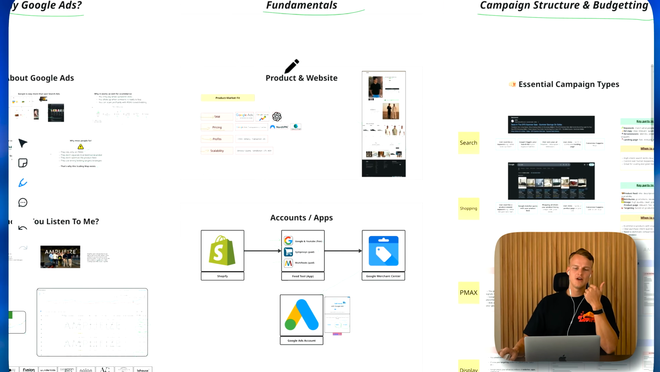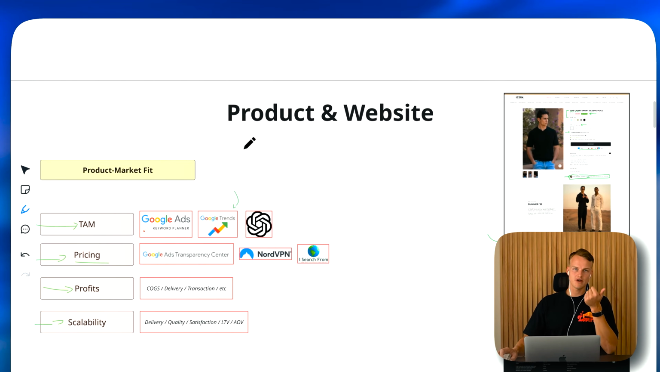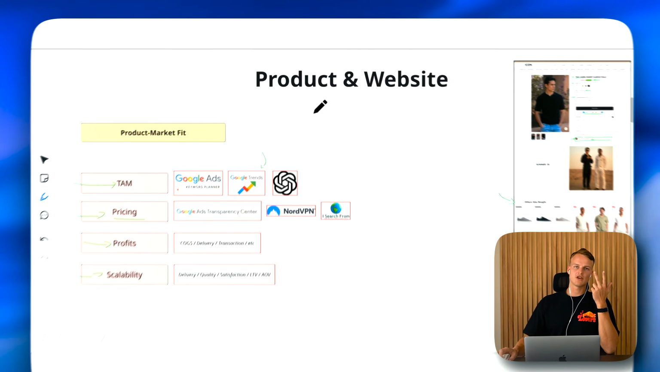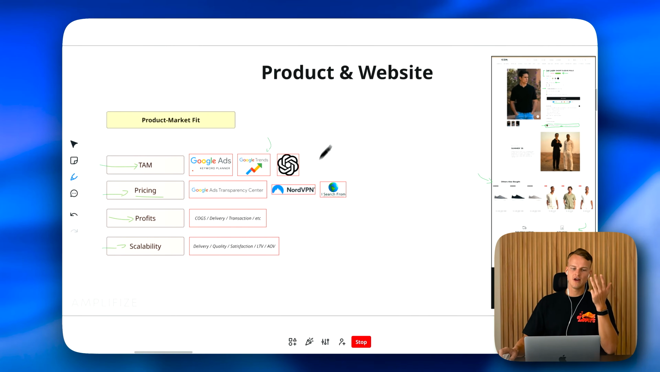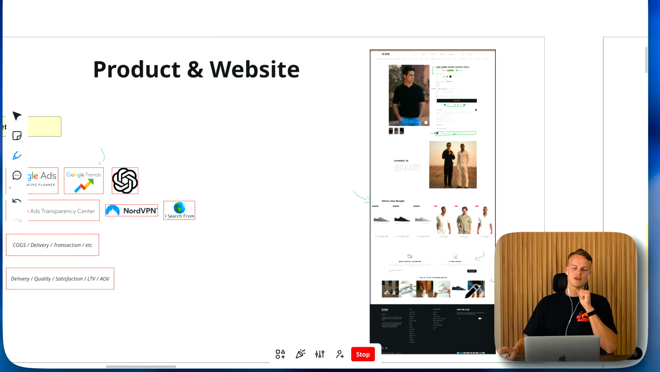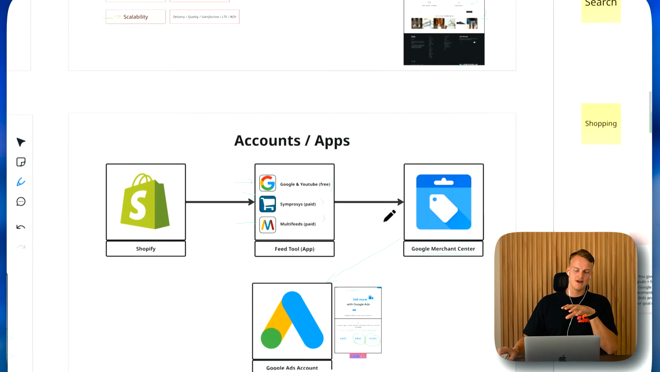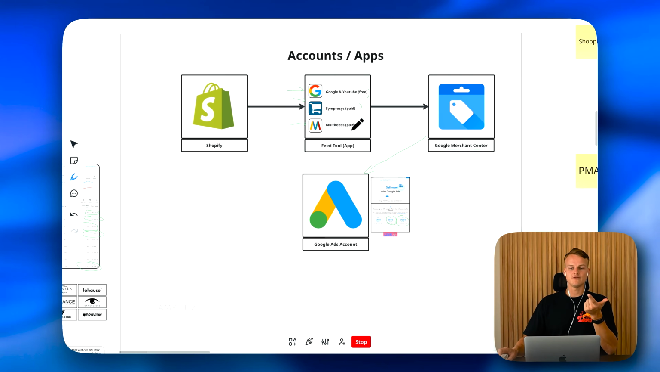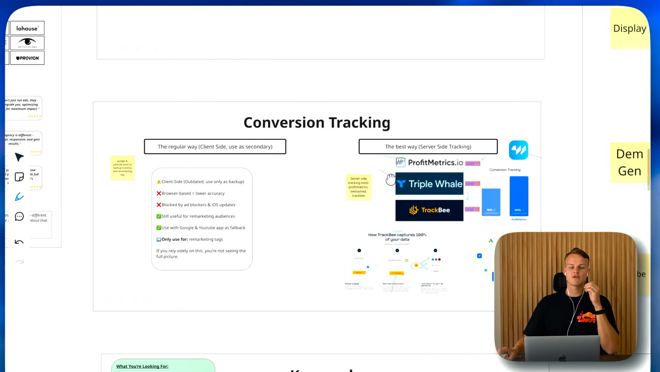So those are pretty much the fundamentals when it comes to your Google Ads account. So make sure you have a good product, a product market fit, upwards trends, good volumes. You make sure that you are making a profit on every order, you're priced right, and you're scalable. So make sure that your customers are actually happy with the things that you ship to them. And then make sure your website is on point as well with all the topics that I mentioned. We also want to use certain accounts. So we need Shopify, we need a feed tool, we need Google Merchant Center and a Google Ads account. We need proper conversion tracking.